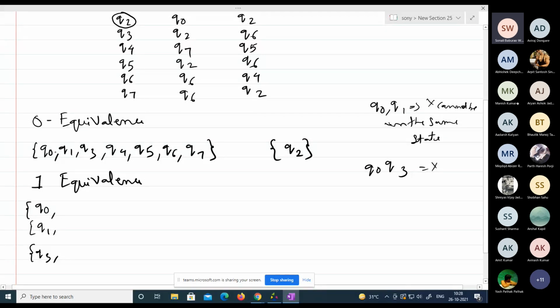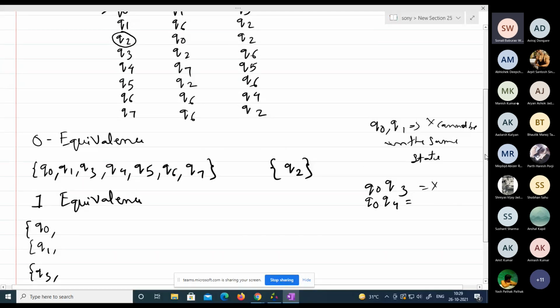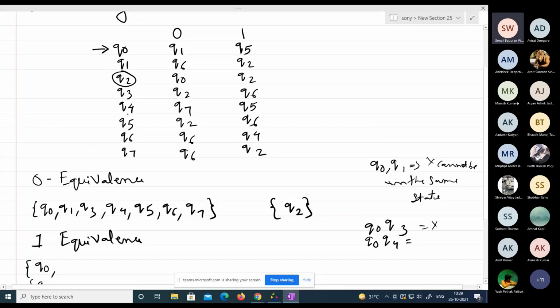Now let's see whether Q0 and Q4 can be placed together. Check in the table. Can we put them together for any of the values? See, Q0 on 0 is giving me Q1. Q4 on 0 is giving me Q7. But Q0 on 1 is giving me Q5 and Q4 on 1 is giving me Q5.